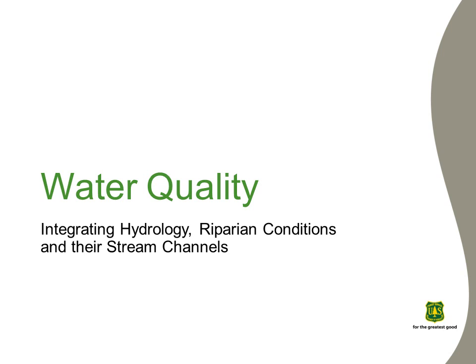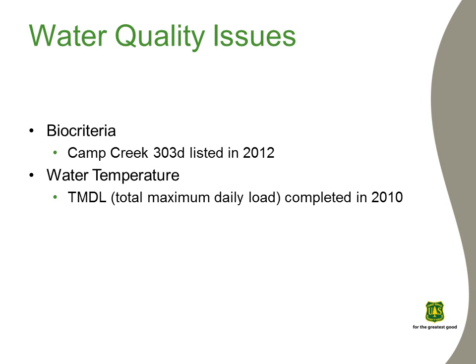Now, jumping over to water quality, the integration of this hydrology, riparian conditions, and their stream channels. The two issues that have manifested themselves through 303(d) listed activities are biocriteria, or the lack of a healthy aquatic bug population, and water temperatures, where it was historically 303(d) listed until a TMDL document came that gave guidance on management. Again, these two are issues because of the conditions of the watershed.